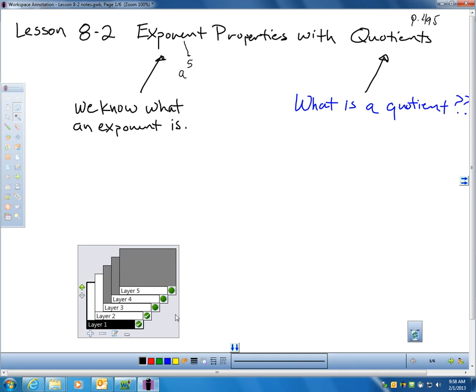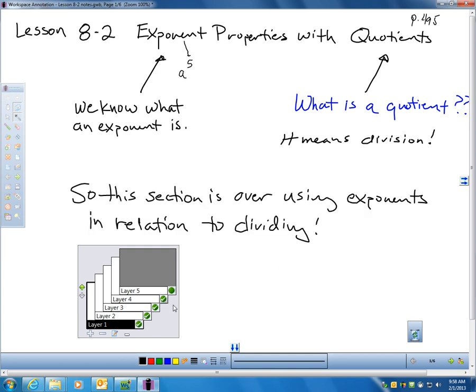And now remember, what is a quotient? Quotient is just a fancy word that means we're talking about a division. It's the result we get as a result of dividing. So today we're working with exponent properties that deal with division. There's two properties we have to learn. One's on page 495. It's in the blue box in the middle of the page, the quotient of powers property. And then the second property is on page 496. If you turn the page real quick, it's called the power of a quotient property. So we'll look at both of those and learn them.